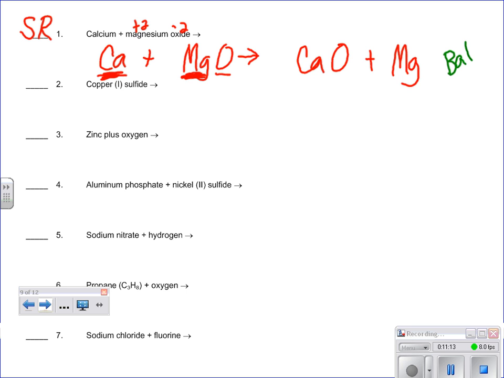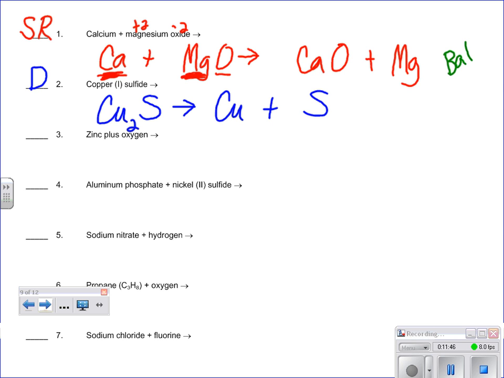Okay, next one. Here we have copper 1 sulfide. So Cu plus 1, sulfide minus 2. So it looks like that. What type of reaction is that? Decomposition, because there's only one reactant. So the only possibility is that it breaks down into its elements, those elements being copper and sulfur. So it breaks down to copper plus sulfur.